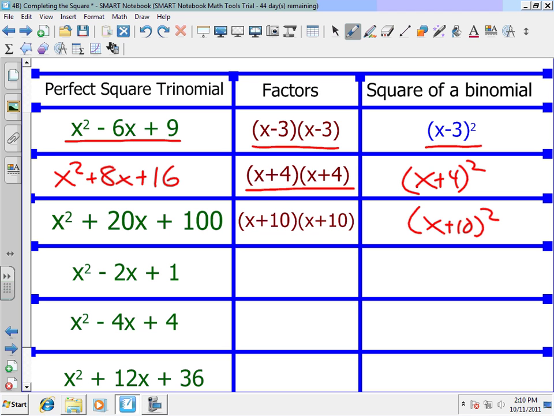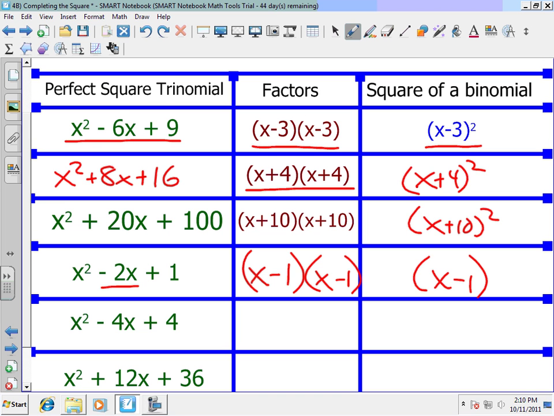Then notice down here, what I'm doing is, instead of doubling, I'm taking this in half. So it's going to be x minus 1. I'm taking this b term, the term in the middle, and I'm cutting it in half. And the last term, you're just taking the square root of. So notice, if I double negative 1, I get negative 2. And if I square the last term, I get positive 1. And that's how you work backwards.